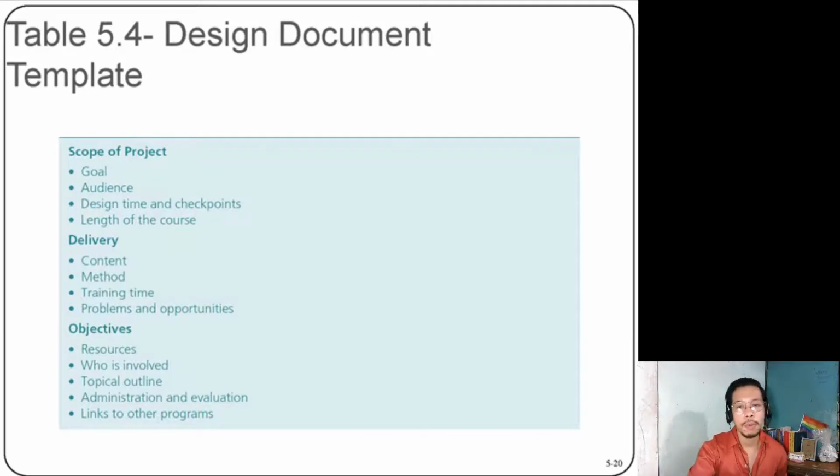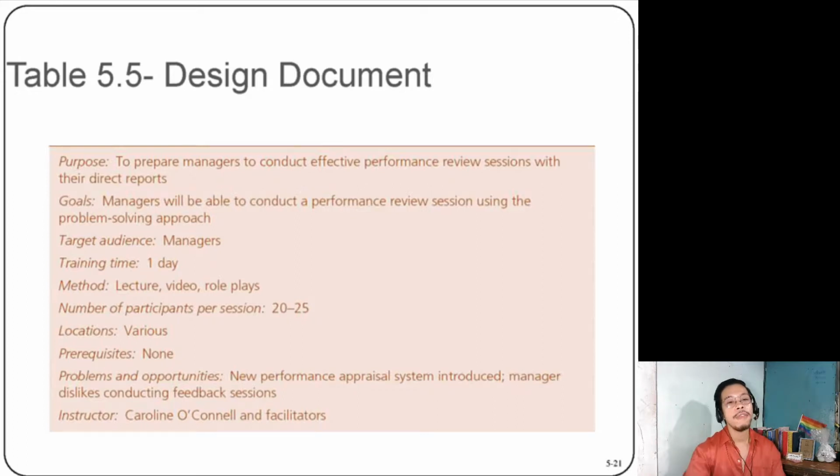Here, Table 5.4 shows a design document template. So here we have the scope of the project, the delivery, and the objectives. Table 5.5 is an example of a design document. So we have here the purpose, the goals, the training time. So this is really the document that will guide the trainers in doing the training program.